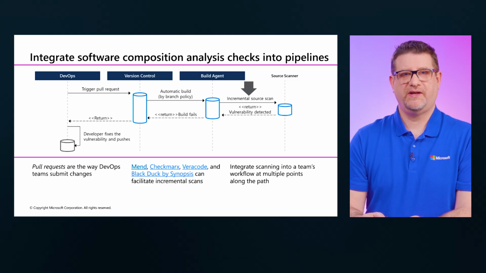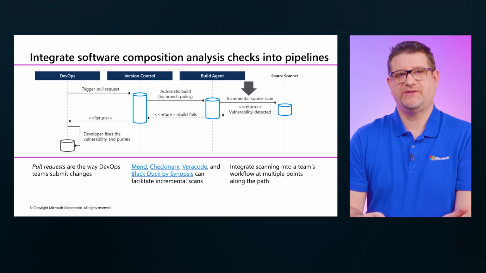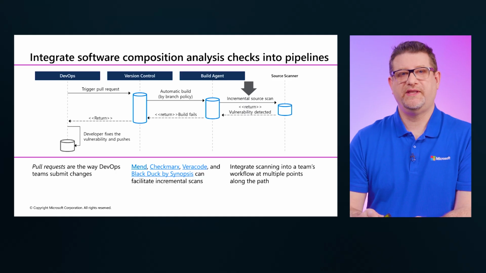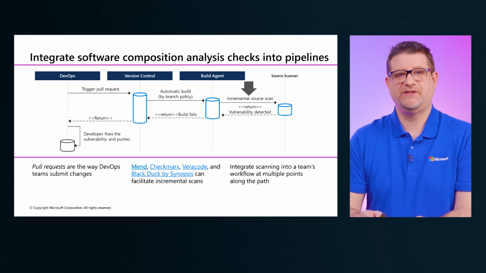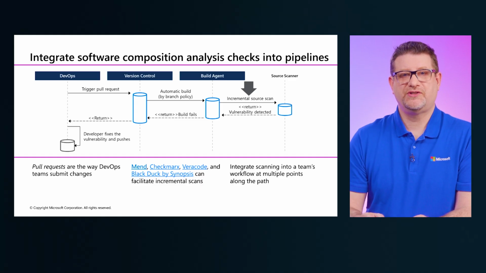Modern DevOps teams rely on software composition analysis to keep our applications secure and compliant. Here we're highlighting how SCA checks can be seamlessly integrated into a CI/CD pipeline. The process starts with developers submitting changes through a pull request, which then triggers automated static analysis scans of the source code. Tools like Mend, Checkmarx, Veracode, and Black Duck by Synopsys can perform incremental scans, catching vulnerabilities and compliance issues before code moves further down the pipeline. By embedding these checks at multiple points, such as the version control, build agents, and release stages, we can identify and address risks early and reduce the chance of security flaws reaching production.